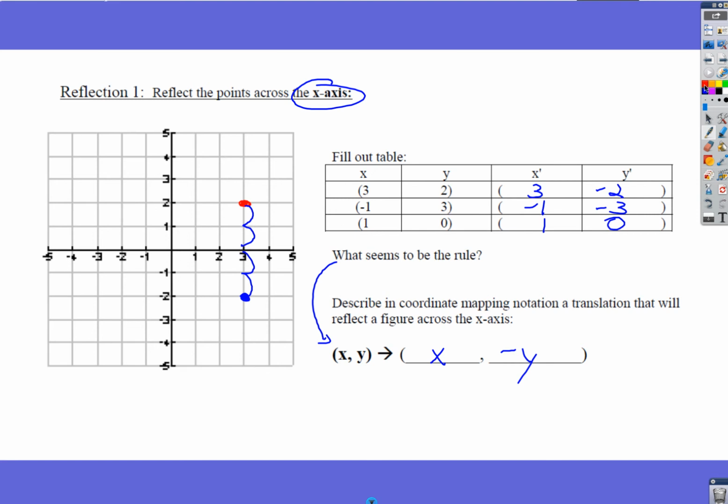Here, the next one, negative 1, 3. What did we get after that? Negative 1, negative 3. What can you tell me about those 2 points? They are equidistant from the x-axis, yeah. 1, 2, 3 boxes away. 1, 2, 3 boxes away.